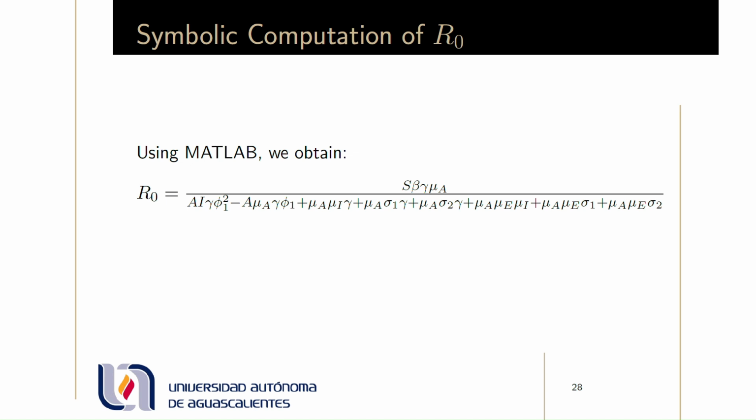This slide shows the formula of the reproduction number obtained using symbolic computation in MATLAB. It's a complex expression involving the parameters. It quantifies how many infections one infected node can generate.